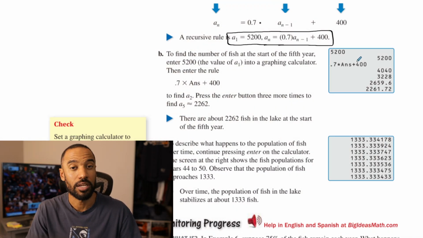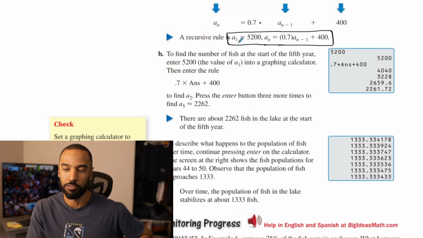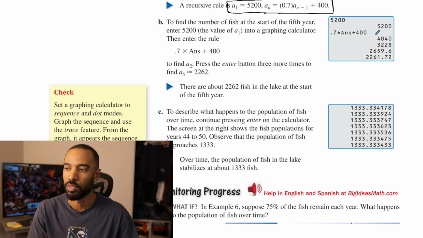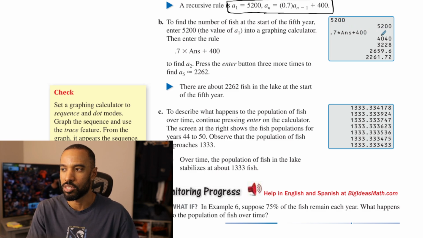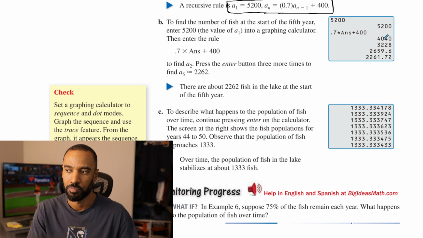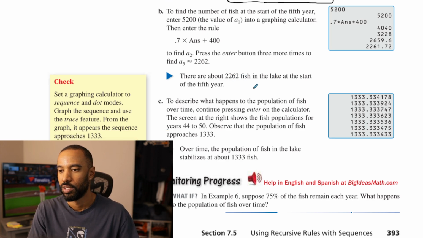Anyway, we're going to have to do that recursively several times. We're in the first year, so we'll have to do it 4 more times. And ultimately, when you do it, this is how many are here by year 2, year 3, year 4, and year 5. So about 2,262 fish. 2,262 fish at the start of the 5th year.